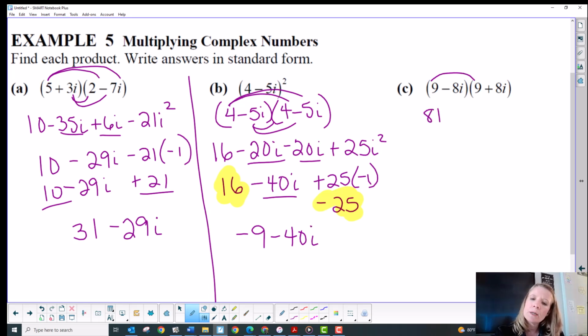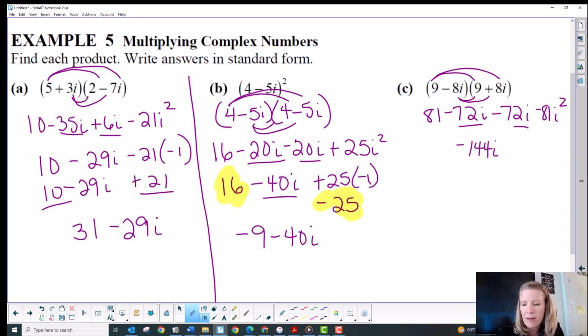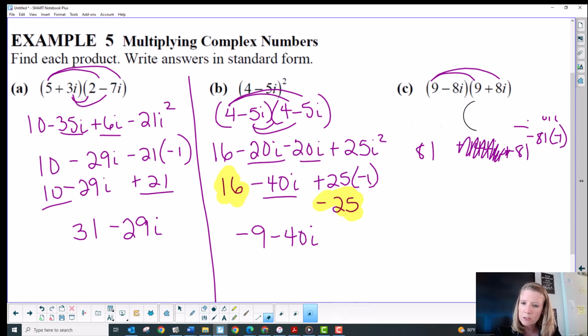9 times 9 is 81. 9 times 8 is 72. Then 72 again. Minus 81i squared. So combined, that's negative 144i. Remember that the i squared is negative 1. So that's plus 81. Then bring down that 81. I did that wrong. That should be plus right there. And that cancels. And 8 times 8 is 64. Wow. Hold on. You know what? We're just going to start that over.